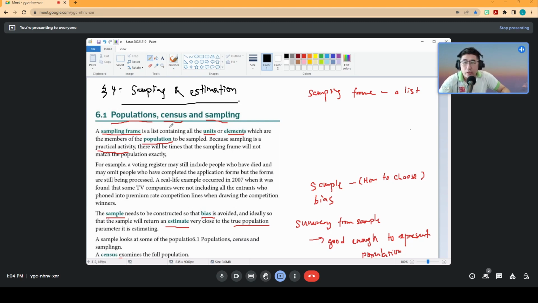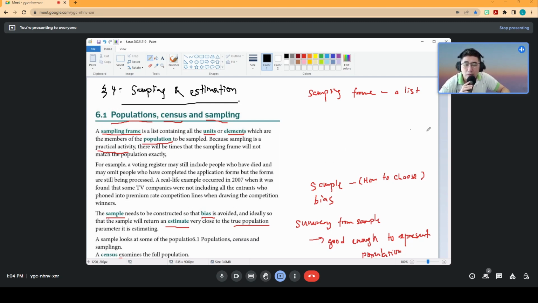So okay, the 6.1 population, census and sampling. Students are required to know what is the meaning of these three, and students need to know what is meant by sampling frame. Sampling frame is a list. Okay, so the elements in the list are called units or elements. Okay, they are members of the population.